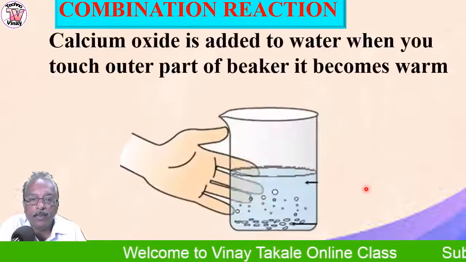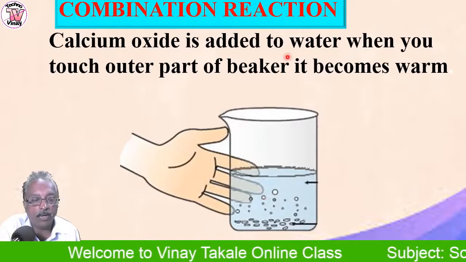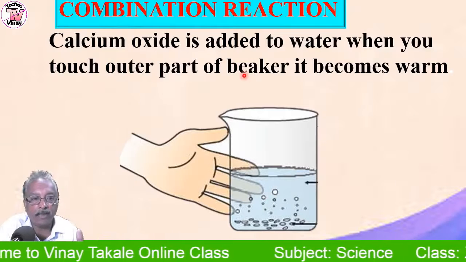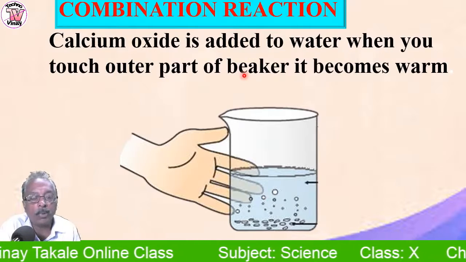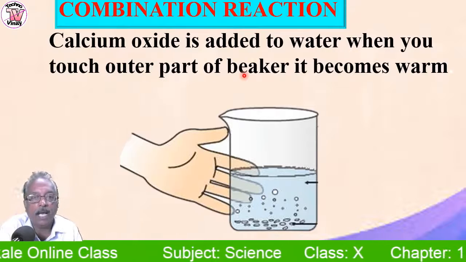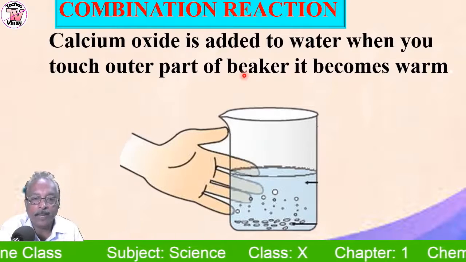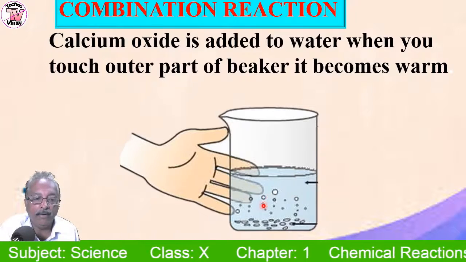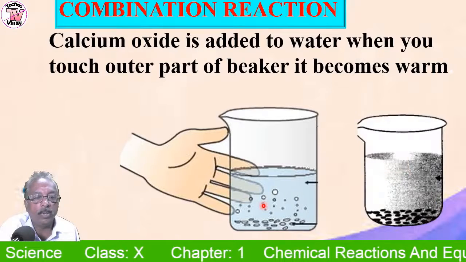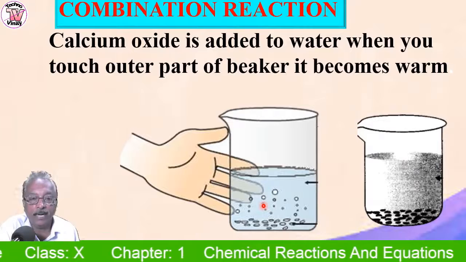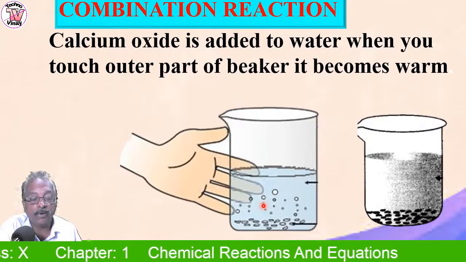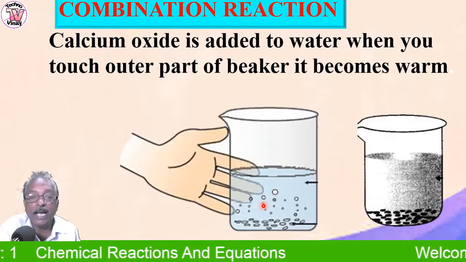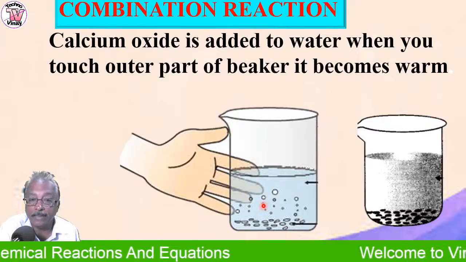Then when you add calcium oxide to water and leave it for 1 or 2 minutes, and you touch the outer part of the beaker, it becomes warm. Calcium oxide is a white substance, and on adding it to the water, after 1 or 2 minutes bubbles are produced, as you can see in this picture. It becomes warm, which means heat is given out. Therefore, such a reaction in which heat is also given out is a combination reaction as well as an exothermic reaction.